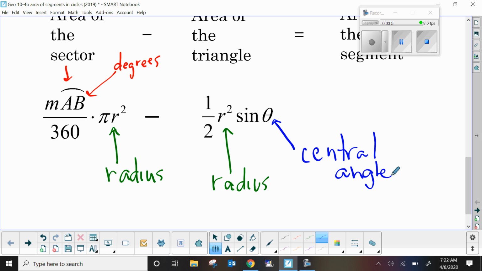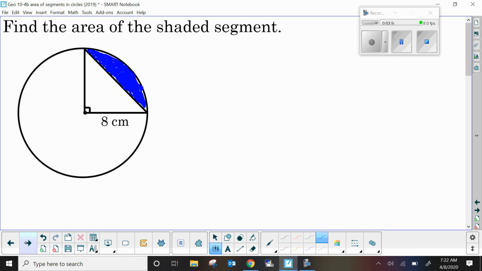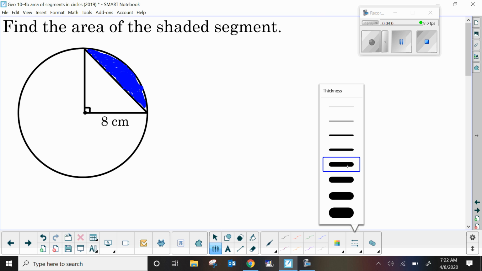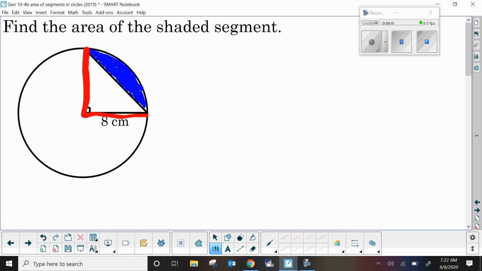All right, let's give it a try. Find the area of the shaded segment. So the goal is to find the area of the blue part. My first thought is to find this entire sector. That formula is the measure of the arc over 360 times pi r squared. That'll give me this entire area.